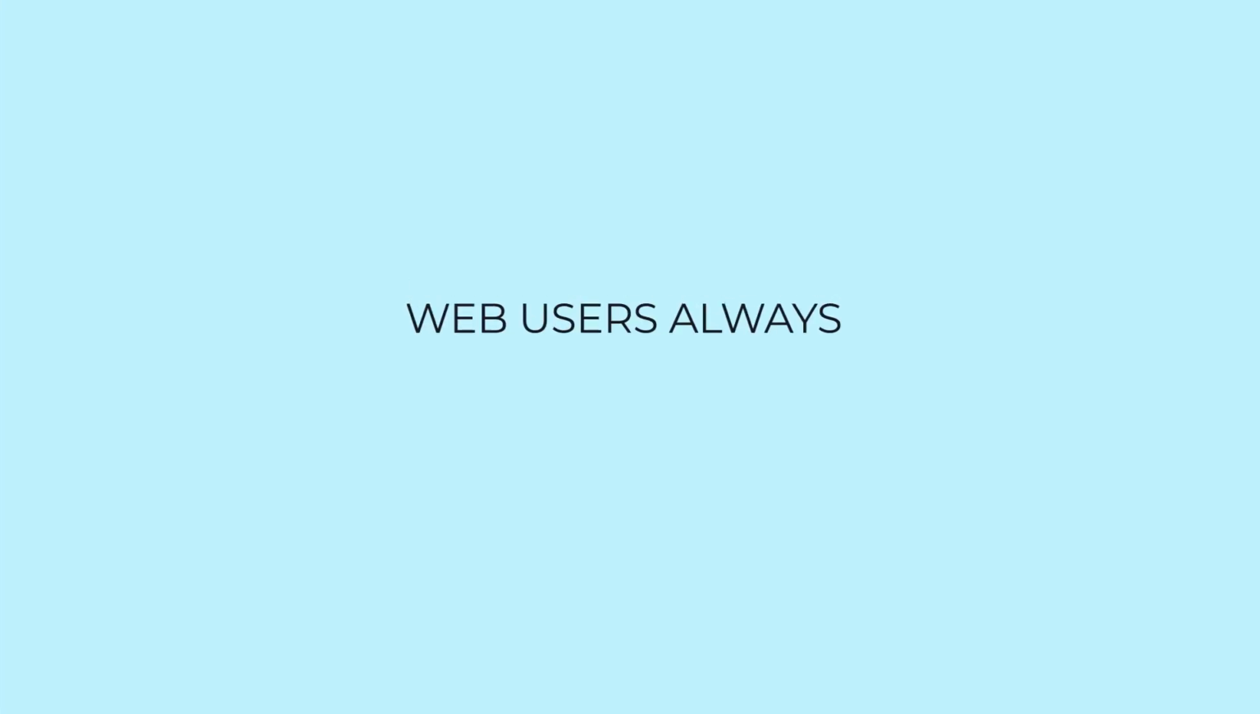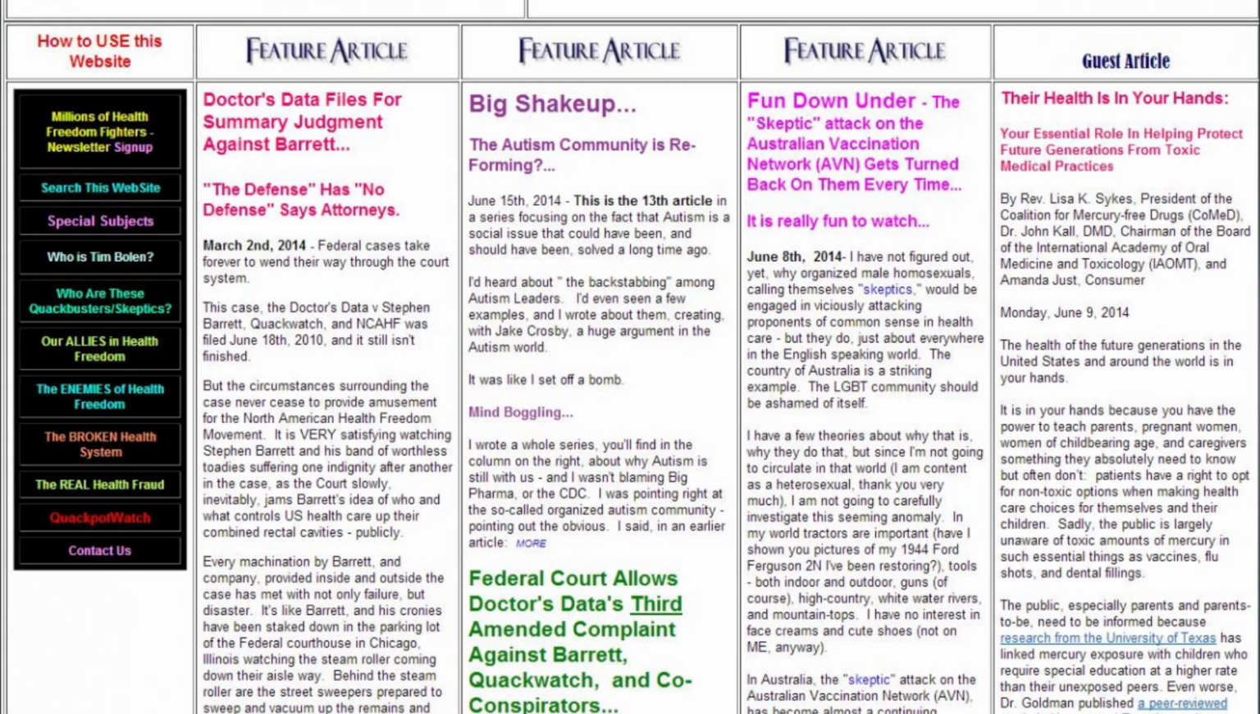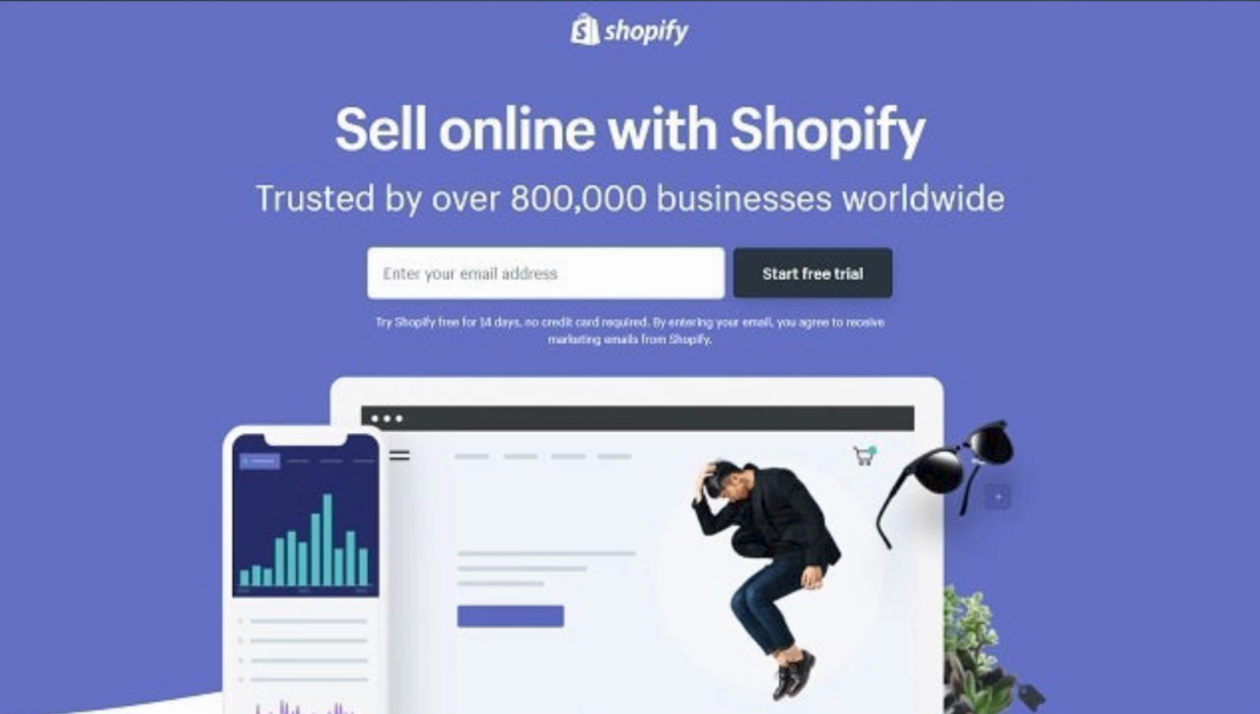The second habit of web users to keep in mind at all times is that web users always crave organization. Their minds always crave organization. So always make sure that when you are building your website, your blog, or whatever online content you are putting together, organization is key. Make sure that everything is in place. Don't make your website so messy. Don't mix too many things like videos and text. Let there be organization in your web.